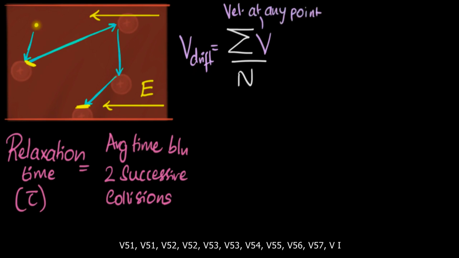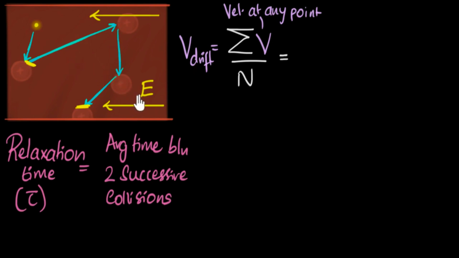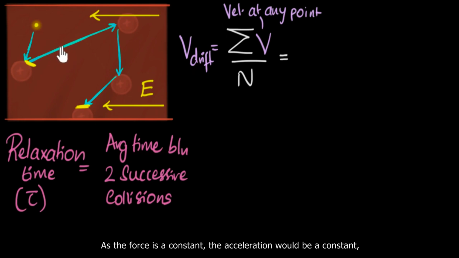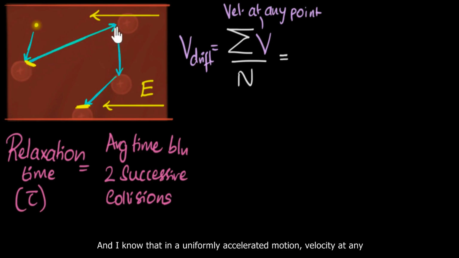All right, now how do I go ahead and calculate that? Well, here's what I'm going to use. I know between collisions, electrons are going with a constant acceleration, right? Because between collisions, the only force on them is due to the electric field. That's a constant, and so the force is a constant, the acceleration will be a constant, and that means it's a uniformly accelerated motion. And I know that in a uniformly accelerated motion, velocity at any point will be just the initial velocity u plus at.